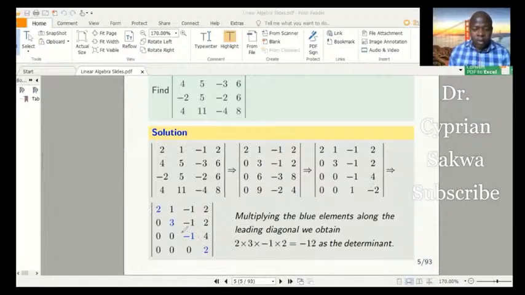I've acquired what I wanted, because what I wanted was that the elements under this diagonal be 0, and that's what I have. So once I achieve that, then I just multiply these entries along this diagonal to get the determinant of the matrix. So I said multiplying the blue elements along the leading diagonal, we obtain 2 times 3 times negative 1 times 2, and that is negative 12. So negative 12 is the determinant of this matrix.